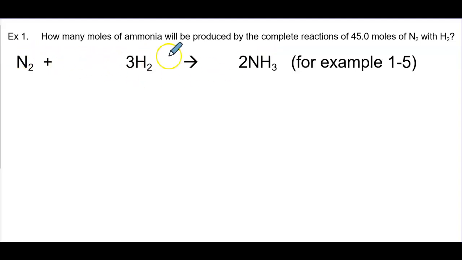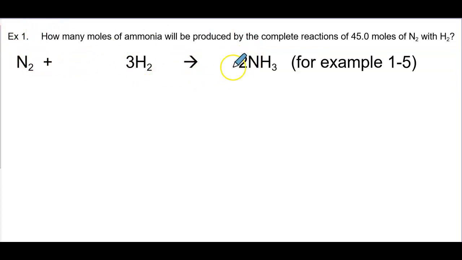So as I look at this balanced equation, I would really read this as 1 mole of N2, 3 moles of H2, and 2 moles of NH3. And these are all related to each other and can be set up as ratios. 1 mole of N2 equal to 3 moles of H2, or 3 moles of H2 equal to 1 mole of N2, and so on. 3 moles of H2 to 2 moles of NH3, 2 moles of NH3 to 1 mole of N2, and I can set those up as ratios.